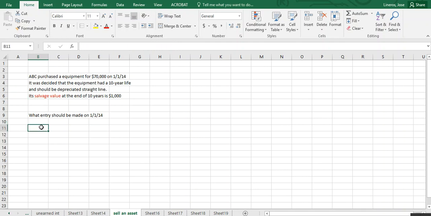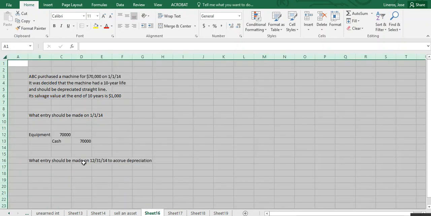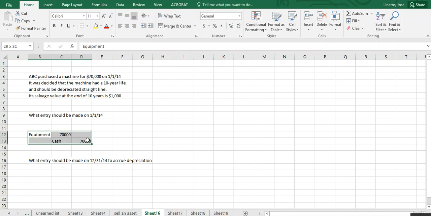So what would the entry be on January the 1st when we purchase this $70,000 asset? Let me give you a minute to think about it and work through it. Okay, so I'm back. Let's look at the entry. Obviously, people do not donate equipment to us here. We have to pay for it, so we set up the asset at $70,000, and then we obviously are out the cash of $70,000. Notice the salvage value is not really a player here. The salvage value is going to come into play when we start depreciating.